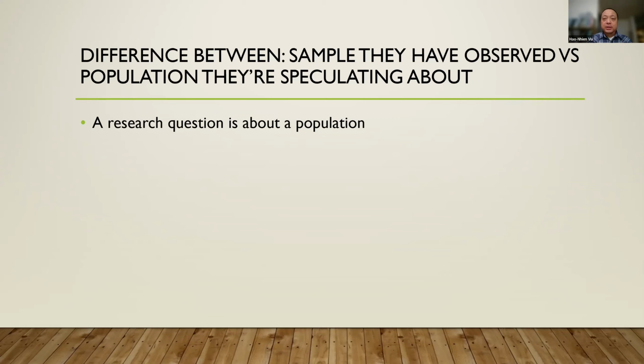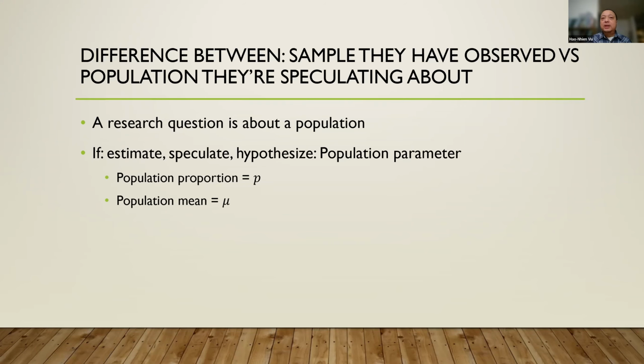What you'll be learning in this video is to tell the difference between a sample that the researcher in the question has seen versus some population that they have not seen and they're just speculating about. A research question starts out always about a population.